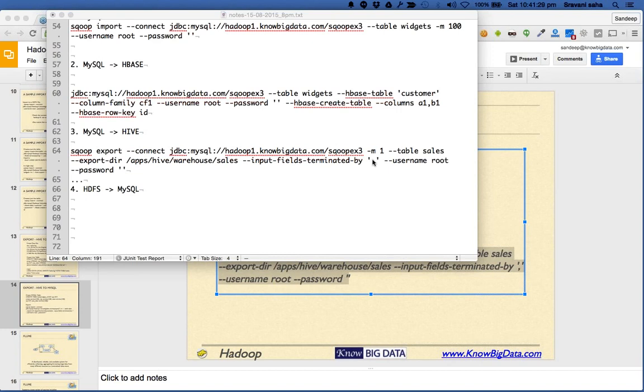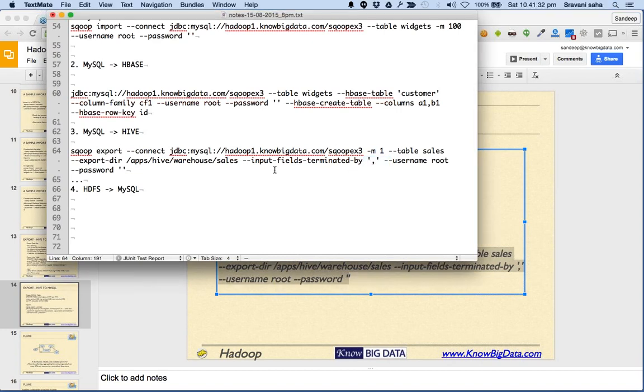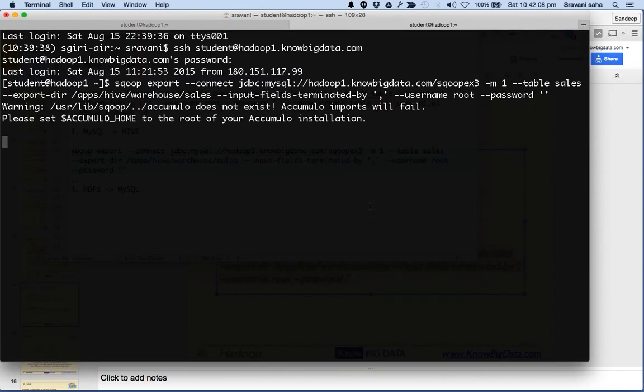The terminology of whether it's export or import is based on where the data is located. It's always in reference to HDFS. So when the data comes from MySQL to HDFS, it's called import. When we are taking the data from HDFS to MySQL, it's export. So everything is with reference to as if you are sitting on Hadoop.